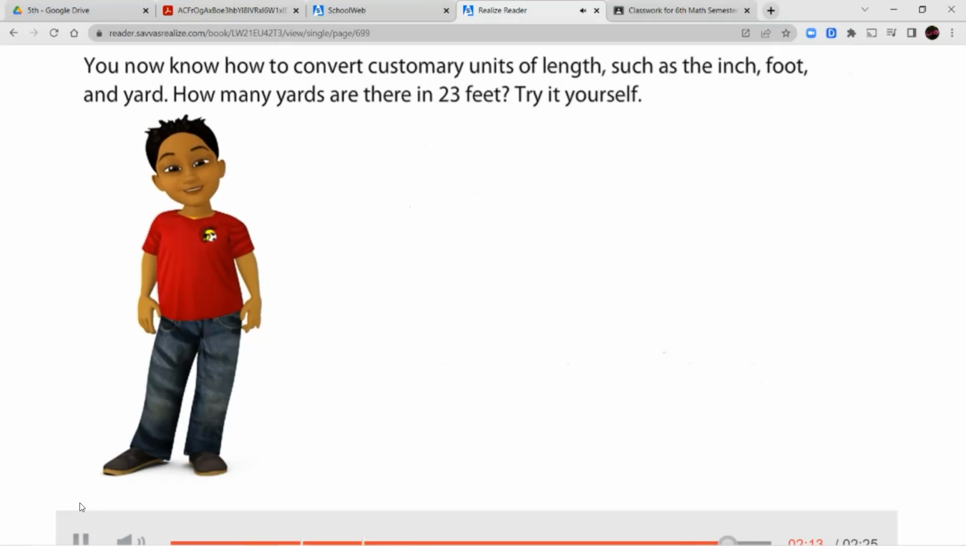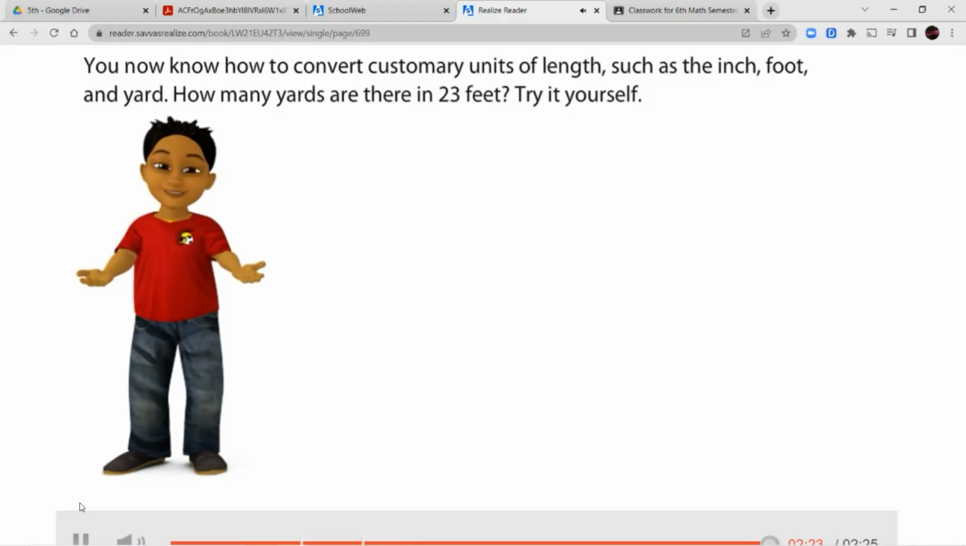You now know how to convert customary units of length, such as the inch, foot, and yard. How many yards are there in 23 feet? Try it yourself.